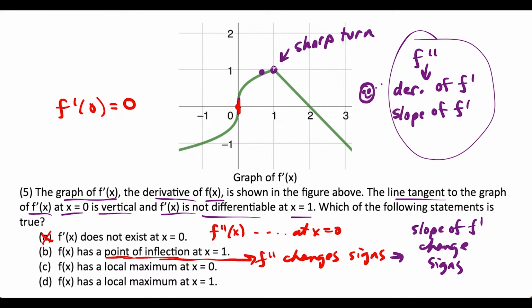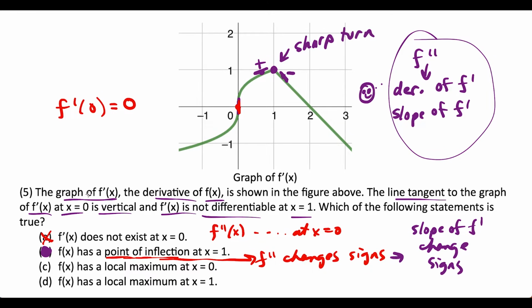So notice here at this location, the graph is going up, so it has a positive slope, and then immediately the graph starts to decrease. So see how the graph changes from increasing to decreasing at x equals 1. So that would tell us that we do have a point of inflection because the graph of f prime changes from increasing to decreasing at x equals 1.